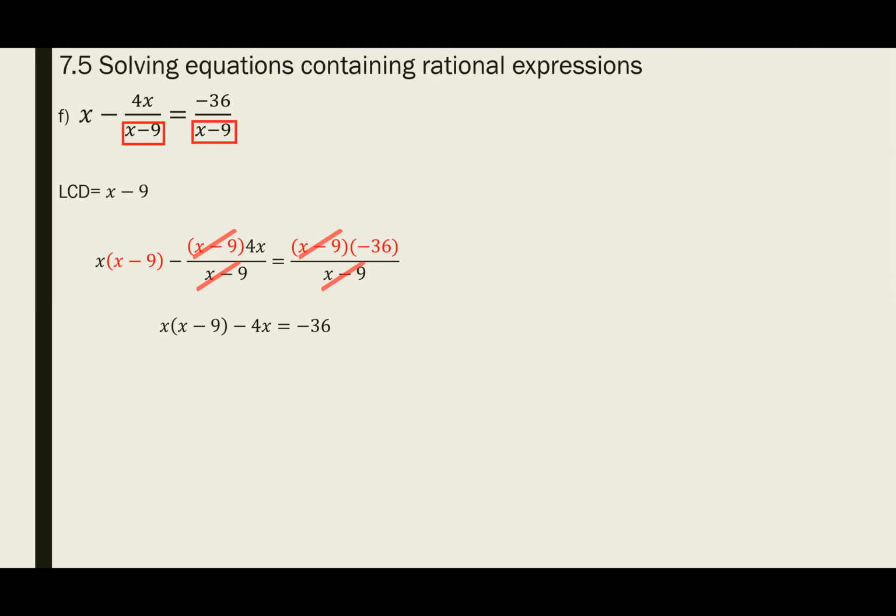What do we do? Just like before, x times x is x squared, x times 9 is 9x, my negative 4 and my negative 36. Do you agree that I have like terms? What are my like terms? Again, my like terms are a negative 9 and a negative 4. And negative 9 and negative 4 will give me a negative 13x equal to 36.